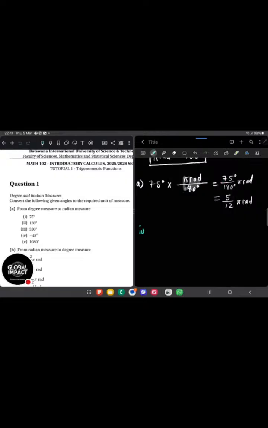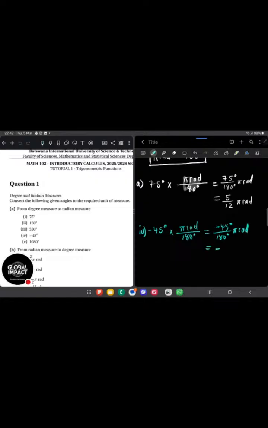I'll do part 4, which is negative 45 degrees. Negative 45 degrees, same thing, times pi rad over 180 degrees, because that's the relationship. So what else can I use? Here I'm just going to have negative 45 degrees over 180 degrees, then pi rad here. Then you just reduce to its lowest terms.